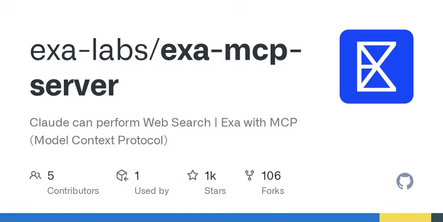What I find fascinating is the variety of tools the exa-mcp server offers. You can perform general web searches, look up academic papers, find tweets from specific accounts, and even do company research, all with tailored searches. It's like turning your AI assistant into a Swiss Army knife for information.